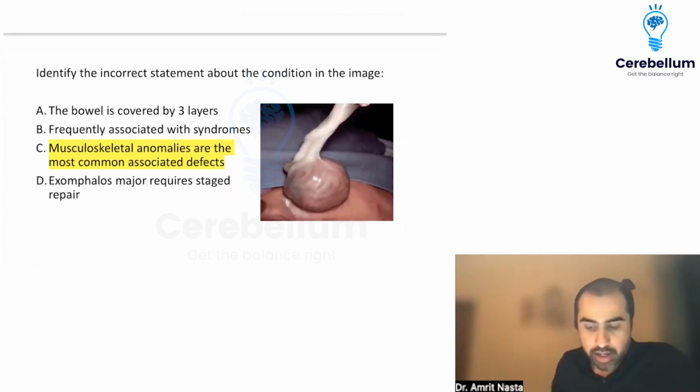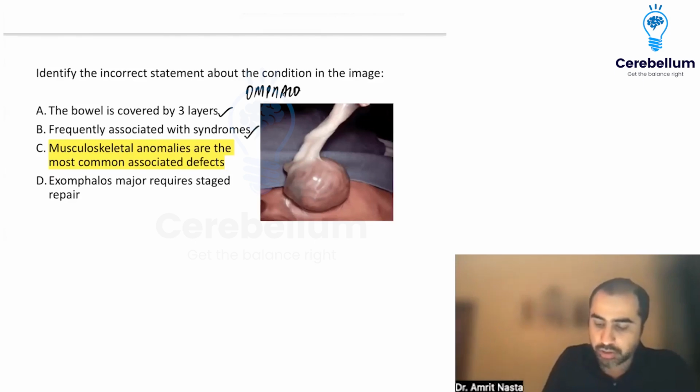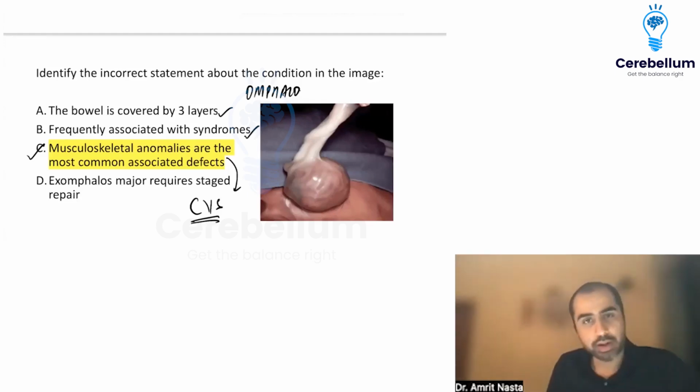Okay. Incorrect statement about the condition. Bowel is covered by 3 layers. This is true. This is omphalocele. So there are 3 layers covering the bowel: peritoneum, amnion, Wharton's jelly, frequently associated with syndromes. Why is this incorrect? Frequently associated with musculoskeletal. No, yeah, absolutely right. CVS are the most common abnormalities.